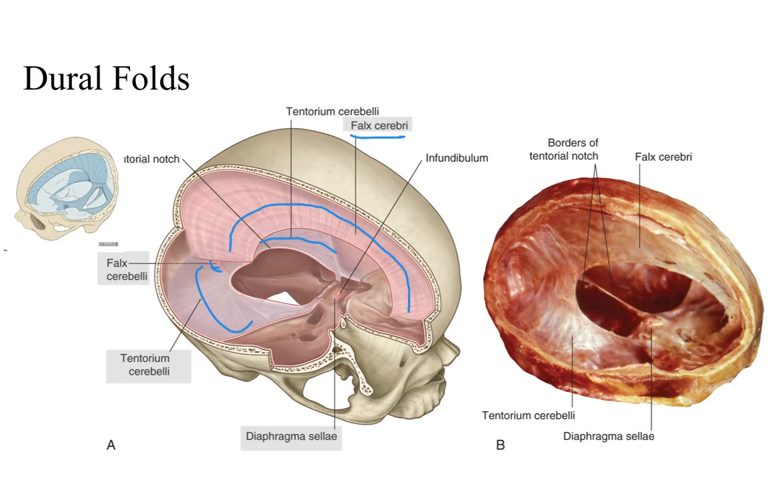And then we have the diaphragma sellae right here. So you notice that's in the sella turcica. You can really see this, and maybe I'll pull this out in lab if I can talk to the science department to borrow a sheep brain.